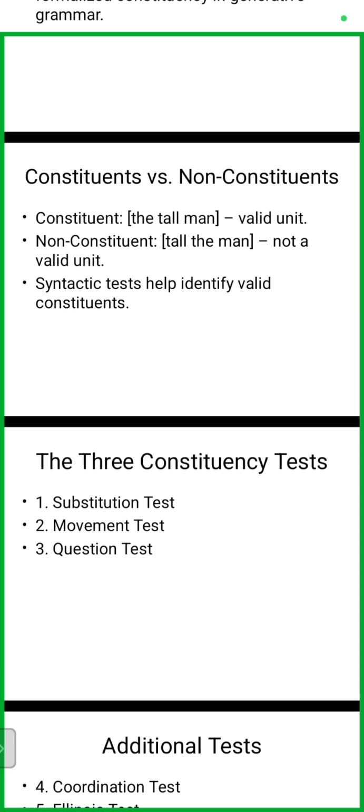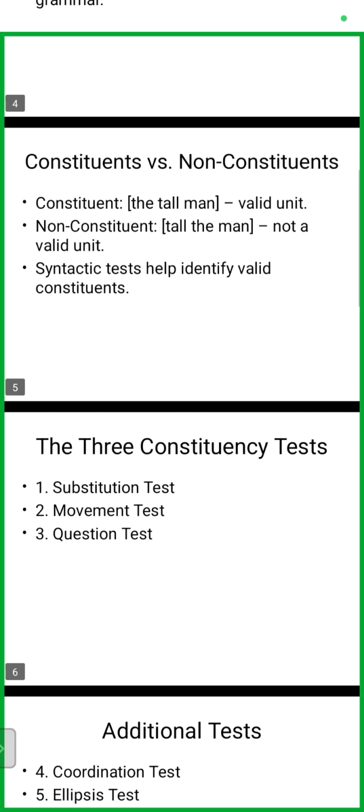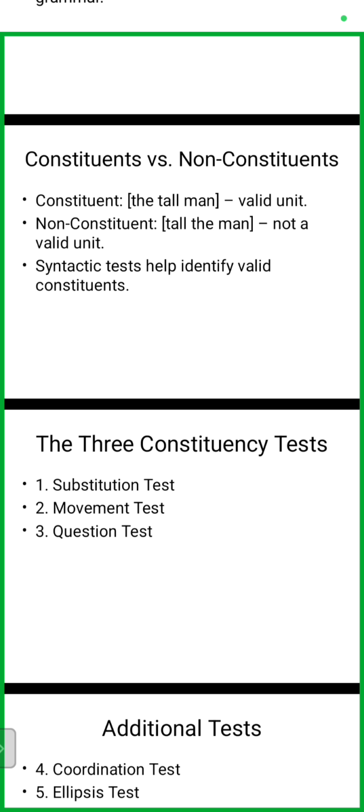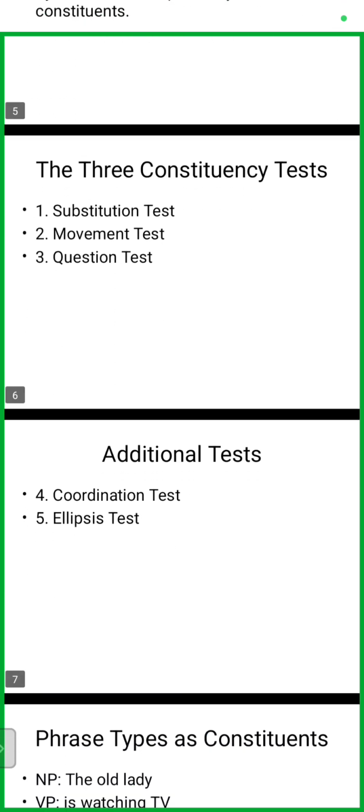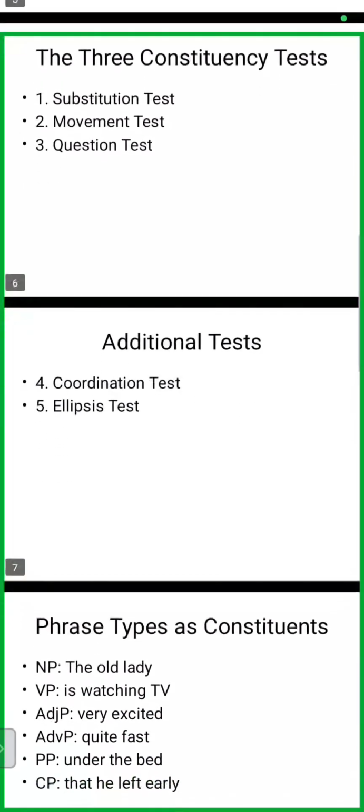Next, we are going to talk about constituents versus non-constituents. Constituents: there's a sentence, for example, the tall man, and this is a valid unit. A non-constituent, tall the man, is not a valid unit. Syntactic tests help identify valid constituents, and there are a lot of tests in constituency. Number one is substitution test, movement test, question test, coordination test, ellipsis test.